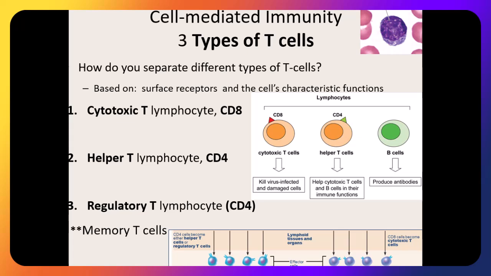Again, people that have autoimmune disorders, sometimes it's the regulatory T cells. They don't have enough of them, which means they're not regulated and keeping the whole system under control.